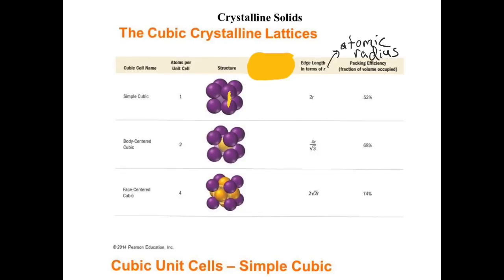Okay, the edge length is the distance from the center of one atom to the center of another atom. So if I draw it in, you can kind of see. So each edge length then goes from the center of one atom to the center of the other. So there, okay.